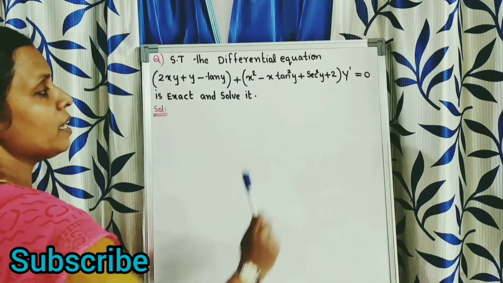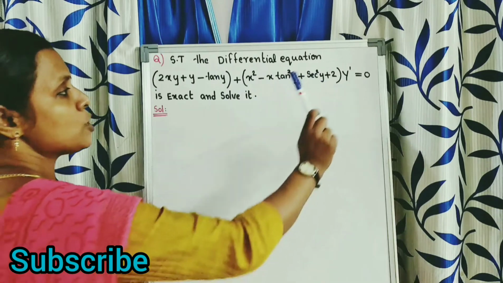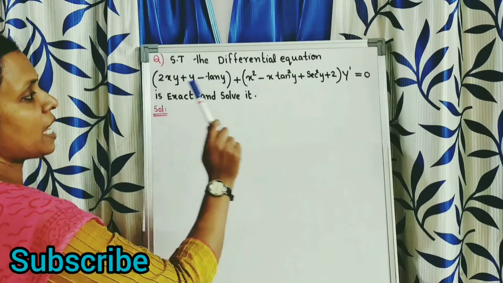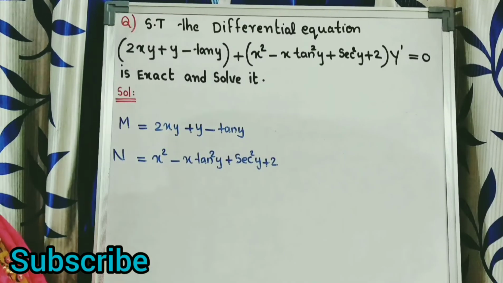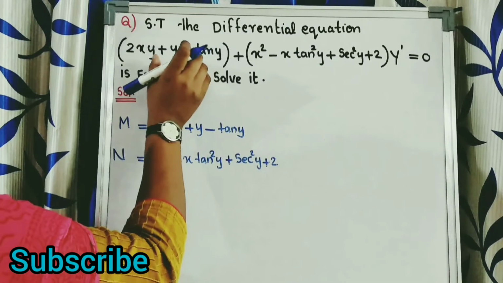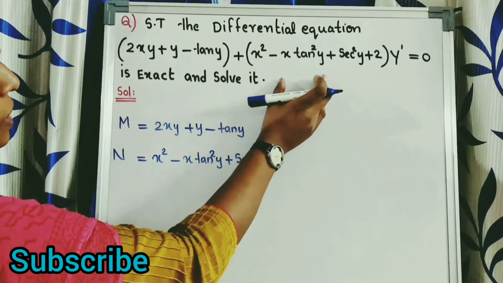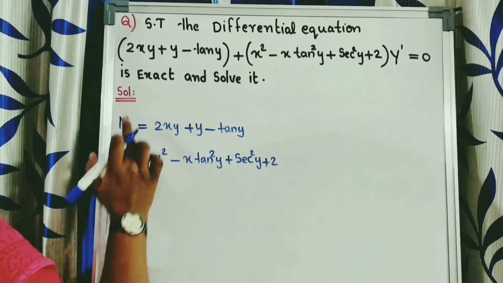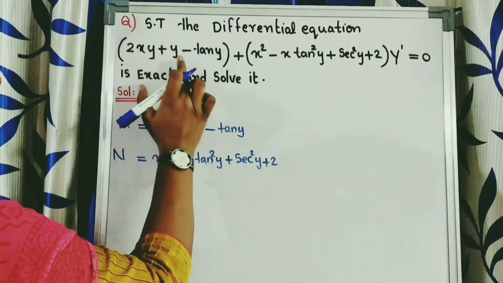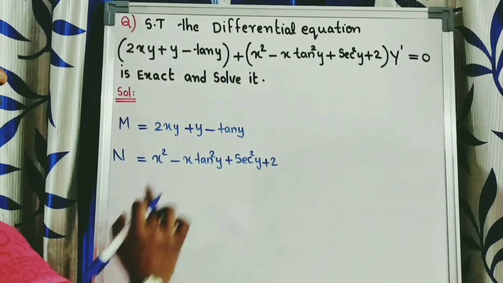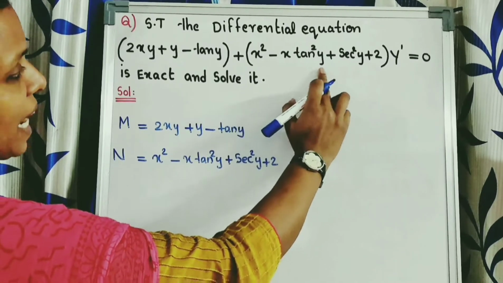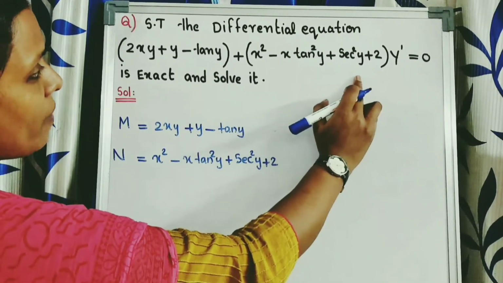Problem: show that the differential equation (2xy plus y minus tan y) plus (x square minus x tan square y plus sec square y plus 2) y dash equal to 0 is exact, and solve it. The given equation is of the form M(x,y) plus N(x,y) y dash equal to 0. Here M is equal to 2xy plus y minus tan y, and N is equal to x square minus x tan square y plus sec square y plus 2.